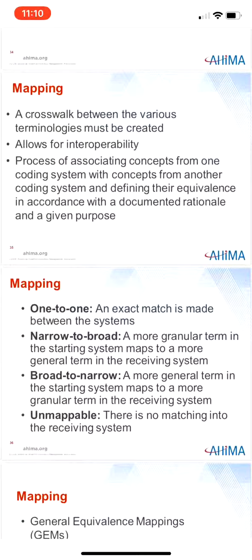So to allow for interoperability, a crosswalk between various terminologies must be created. This crosswalk is called mapping, which is the process of associating concepts from one coding system with concepts from another coding system, and defining their equivalence in accordance with the documented rationale and a given purpose. An example of a map is a link between the code for acne in ICD-9-CM and the code for acne in ICD-10-CM. Before the map can be created, there must be an understanding of how the data will be used because the map must be consistent.